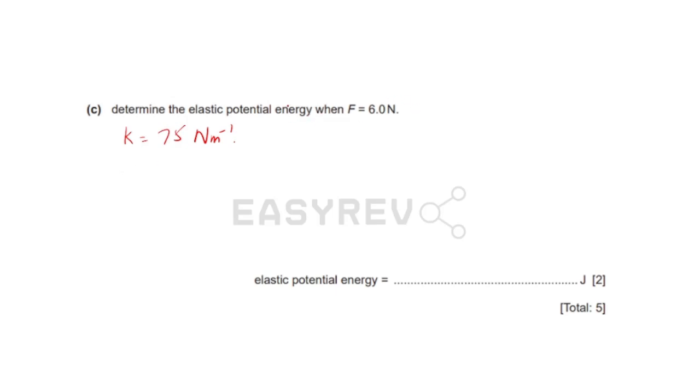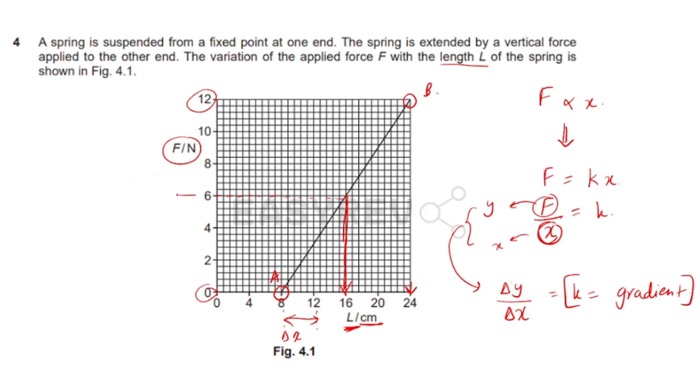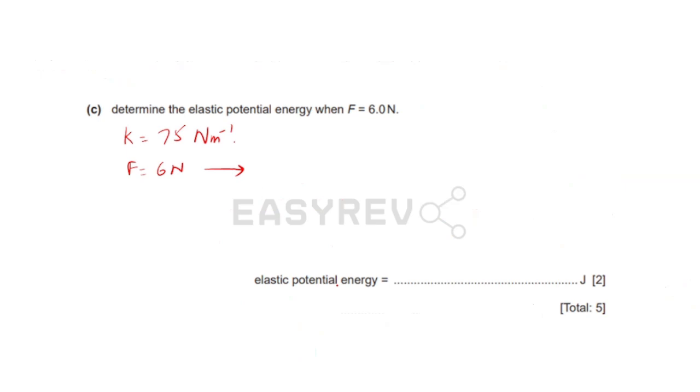They've given us the force at which we want to evaluate the elastic potential energy, and that force is 6 newtons. We can use our graph to figure out that at 6 newtons, how much length the spring has, and that is a length of 16 centimeters. So I'll write it down here that at a force of 6 newtons, the length L of the spring is 16 centimeters, or we could definitely convert this to meters as 0.16 meters.